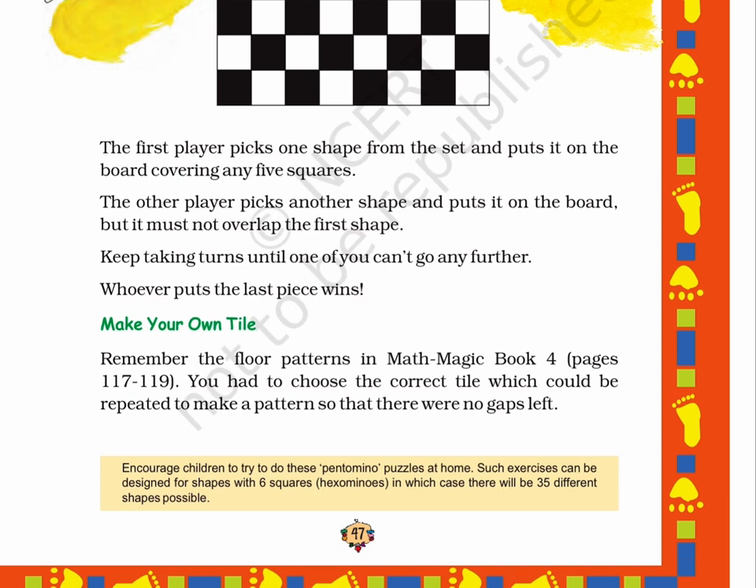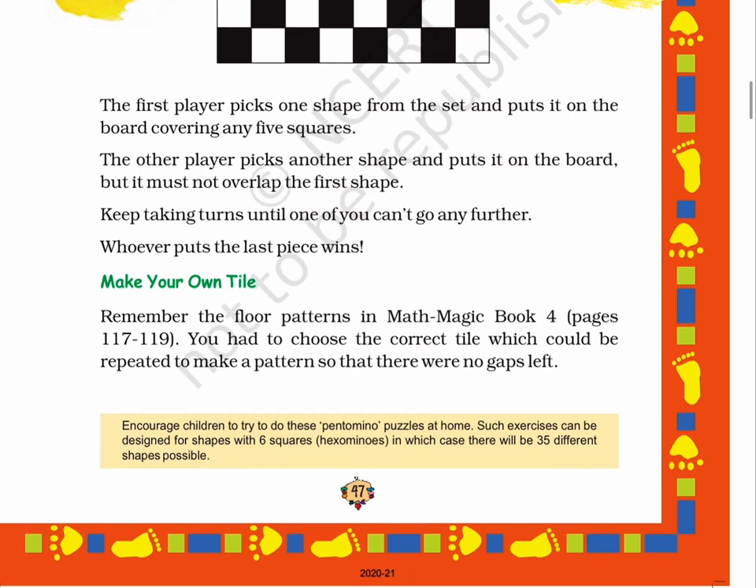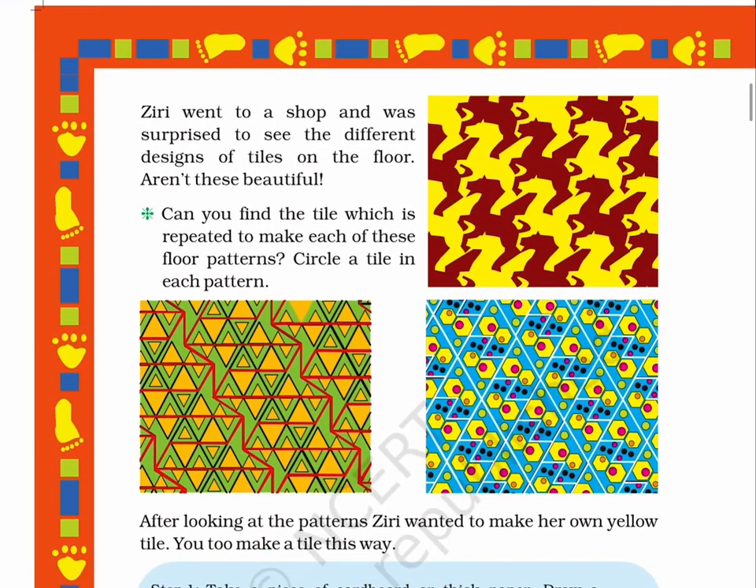Make your own tile. Remember the floor patterns in MATHMAGIC Book 4, pages 117 to 119? You had to choose the correct tile which could be repeated to make a pattern so that there were no gaps left. For the teacher. Encourage children to try to do these pentomino puzzles at home. Such exercises can be designed for shapes with 6 squares, that is, hexominos, in which case there will be 35 different shapes possible.